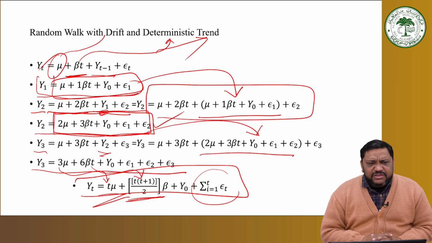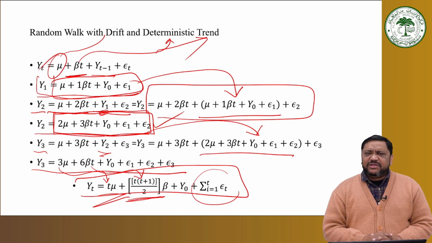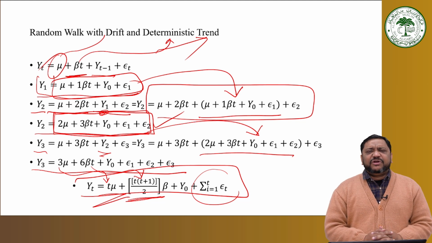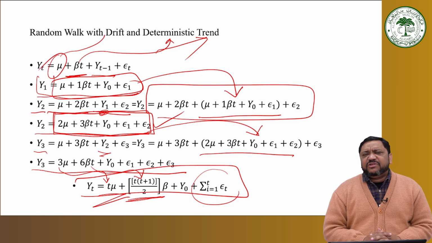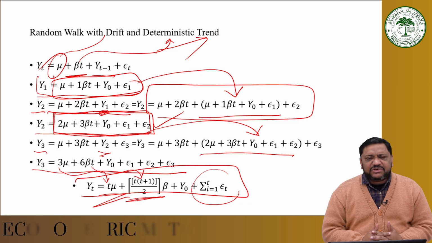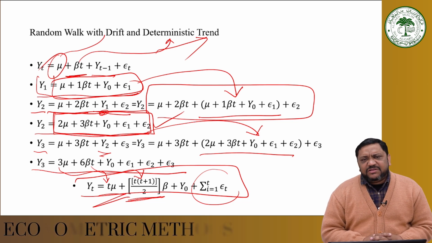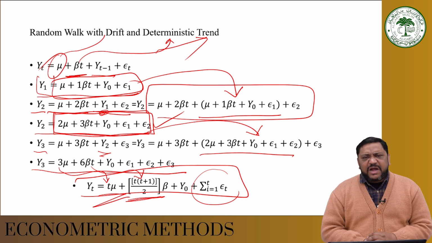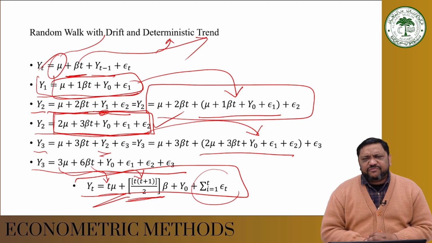The second model, that is the random walk with drift, here the mean itself was not constant, and so it was not stationary. And the third model, the random walk model with drift and deterministic trend, here also the mean is not constant. So we can say that this is also a non-stationary process. So all these 3 random walk models are non-stationary in nature.